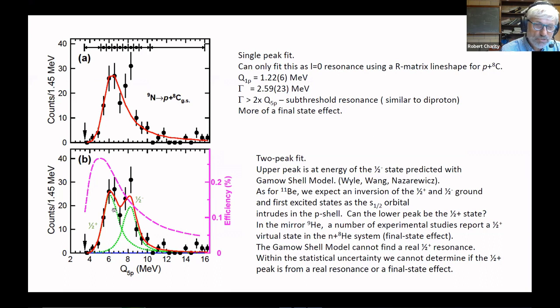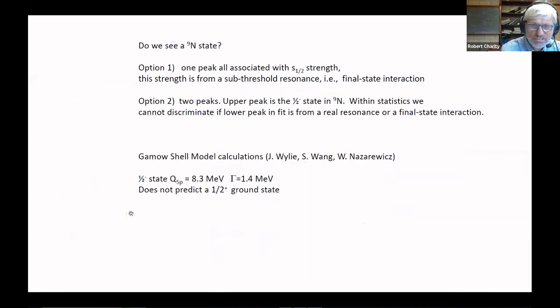We can't say experimentally because, as I said, we can't constrain the widths of these two states. So I'll just say that again. Is there a nitrogen 9 state? If there's a one peak solution, no, because that would all be S1R strength. It's just too wide for a real resonance. It's a final state effect. And if there's two, yes, then the upper peak is really correct.